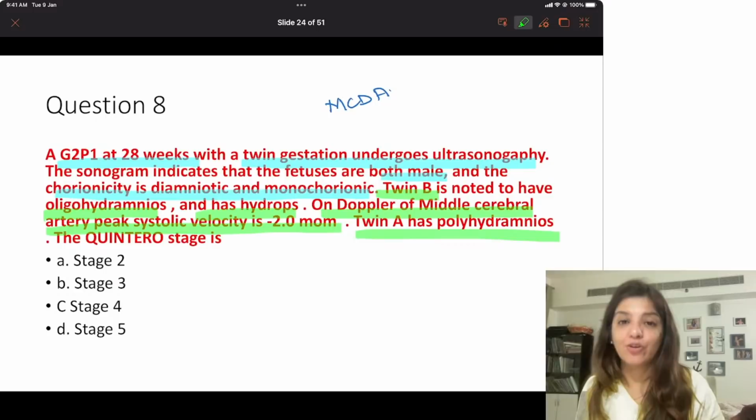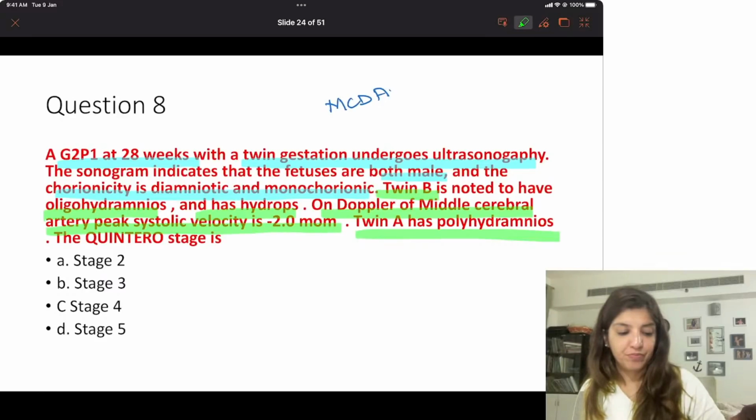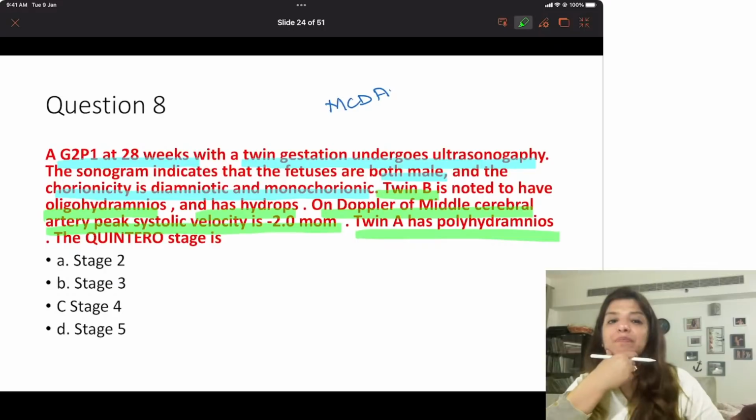I'll show you twin peak sign on ultrasound. Arush, I'll just show you that. So twin A has polyhydramnios, Quintero stage. Who's going to tell me Quintero stage? Option A, stage 2, option B, stage 3, option C, stage 4, and option D, stage 5. So you are saying option B. Some are saying option C. Okay.